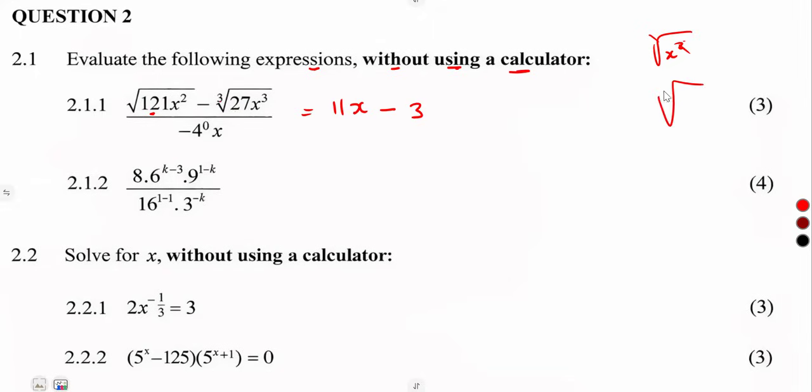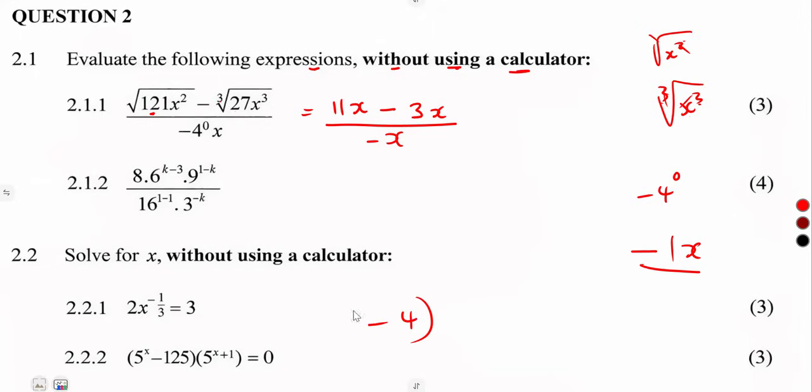And what about the cube root of x cubed? This simply neutralizes, so you remain with x. So that's it, over minus 4 to the exponent of 0. What is that? It is 1. And there is x, so it was going to be minus 1x, which is minus x. So take note, guys, it's not minus 4 to the exponent of 0, no. Minus, then 4 to the exponent of 0, it's on its own. So minus, but any number to the power of 0 is 1. So it's going to be minus 1.